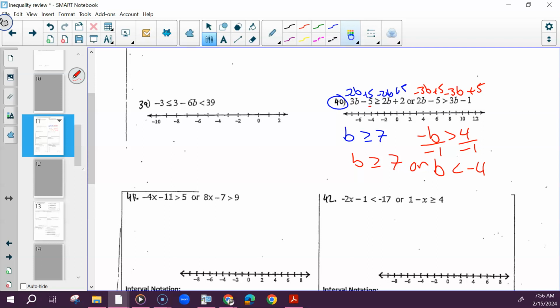So that would be open at negative 4 going to the left, and closed at 7 going to the right. And that interval notation would start at negative infinity, stop at negative 4, parentheses, or start again at 7, bracket, and go to infinity, parentheses.